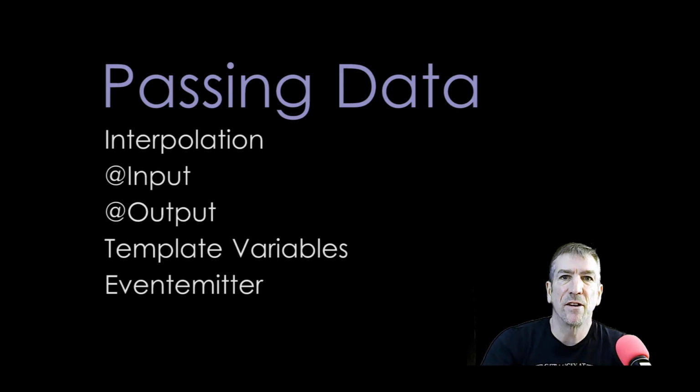Welcome affiliates, Dan here. In this tutorial we're going to create two Angular 2 components: a blog list component and a blog item component, and we're going to pass data between the two of them.